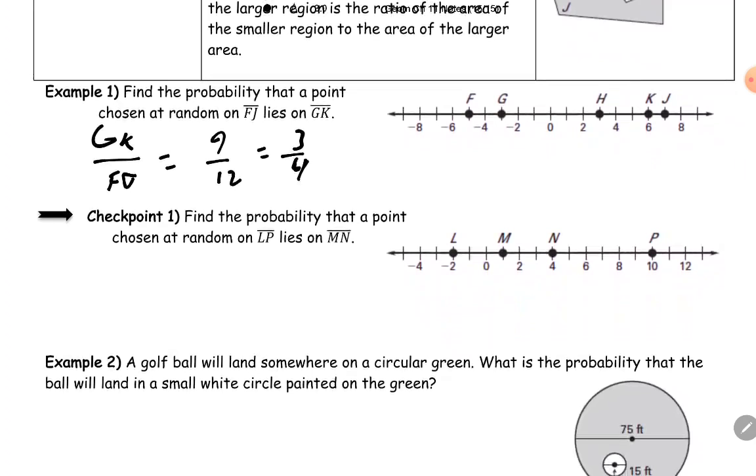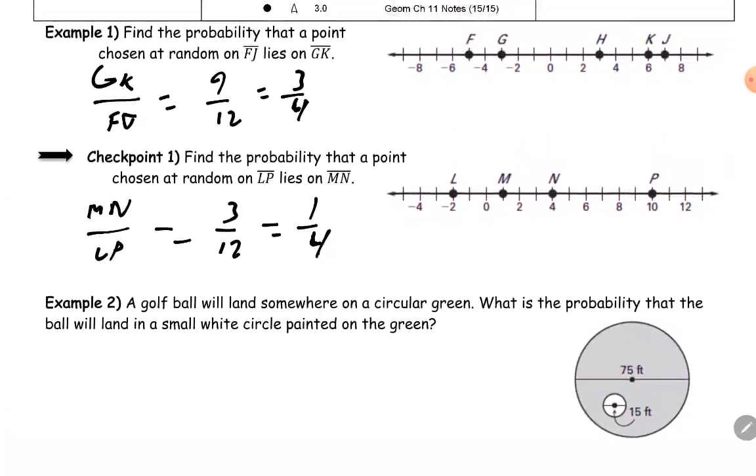Okay, let's do that again. Find the probability that a point chosen at random on LP lies on MN. MN is only 1, 2, 3 units long. And LP is 12. So we have 3 over 12, which is 1/4. So 25% chance of a point randomly being selected will fall on MN.